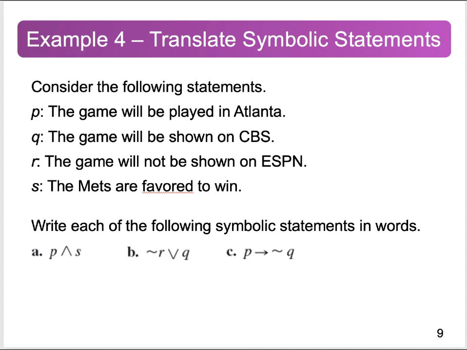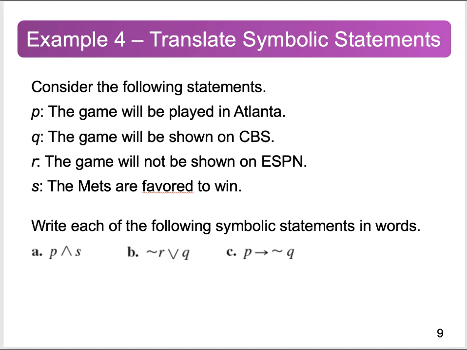In example 4, we can look at these 4 statements. The statement P, the game will be played in Atlanta. Q, the game will be shown on CBS. R, the game will not be shown on ESPN. And S, the Mets are favored to win. If we wanted to write these in words, A would be P and S. So we would say the game will be played in Atlanta and the Mets are favored to win.